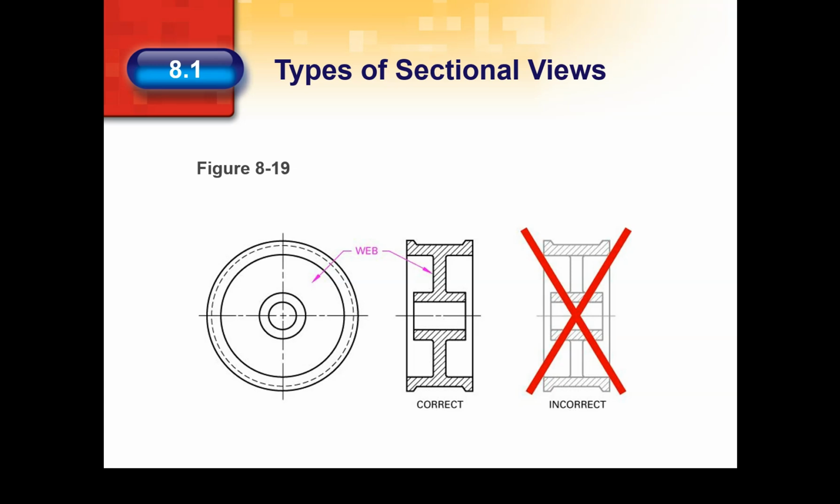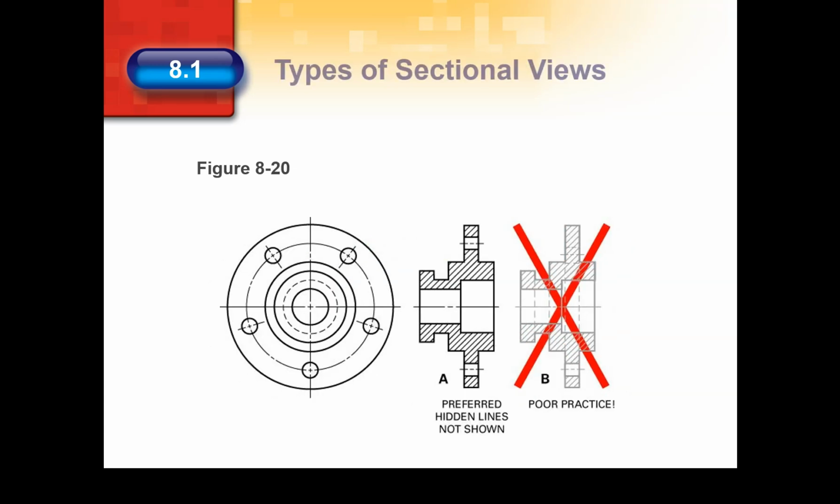If a cutting plane passes through a rib, a web, or any other thin, flat part at right angles to the flat side, draw section lines for that part. Figure 8.19 shows an example. Do not draw lines on sectional views unless they are needed for dimensioning or for clearly describing the shape. In figure 8.20a, a hub is described clearly using no hidden lines. Compare it to the incorrectly drawn section in figure 8.20b.